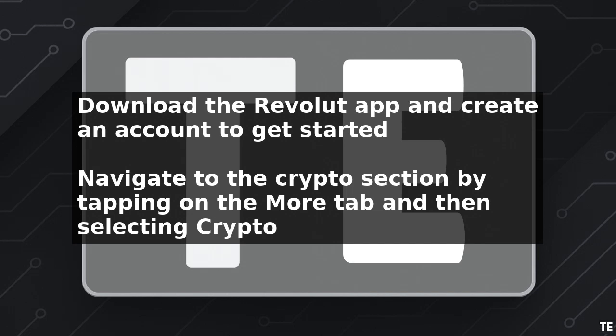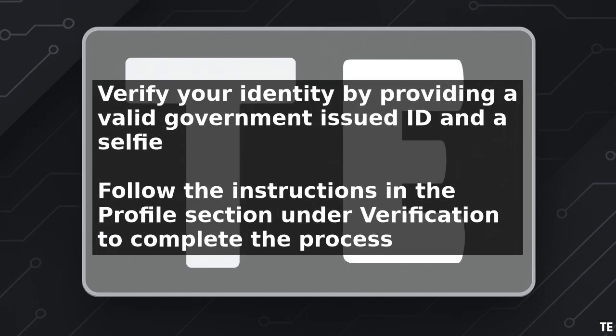Before you can start buying and selling cryptocurrencies, you need to verify your identity. This is a mandatory step to comply with anti-money laundering regulations. To verify your identity, go to the Profile section, tap on Verification, and follow the instructions. You will need to provide a valid government-issued ID and a selfie.